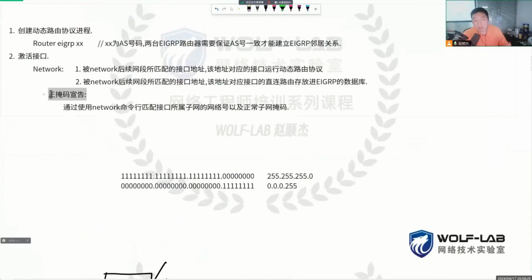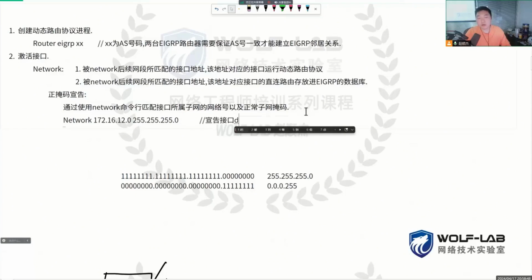So next we're going to talk about, in fact, we have found that the inverse mask is the normal operation of our EIGRP declaration, inverse mask declaration. So why is that? Students who have learned about wildcards in NA can understand very well. But we're not going to talk about wildcards today, because some students may not have taken the NA class, right? Let's just talk about inverse mask declaration.